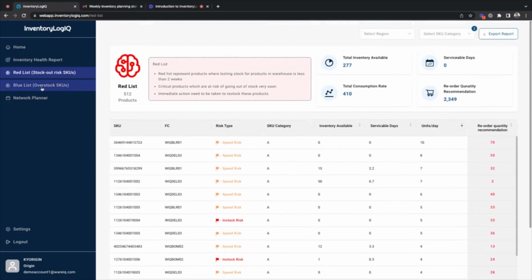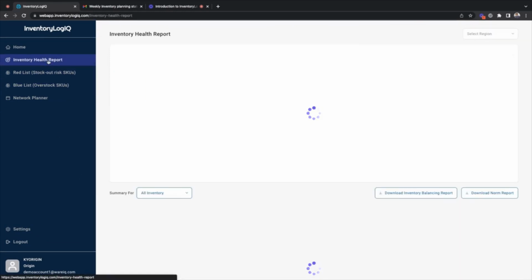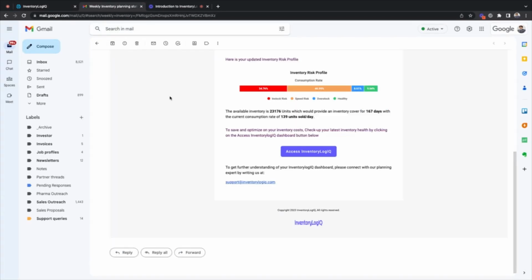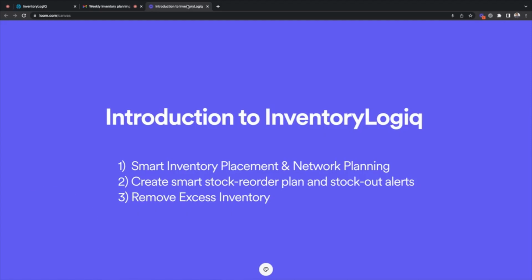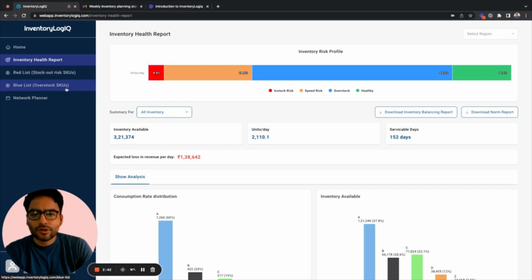The second is the blue list, which is the overstock SKUs sitting in the warehouse, where we provide recommendations on the dead SKUs, and also on how you can dilute this. All these reports are also configurable as an emailer, where you get a weekly report and also recommendations on your reorder quantity. Any stockout alerts can be configured and act as a trigger on your email. On our panel, you can get all the business intelligence and the recommendations.